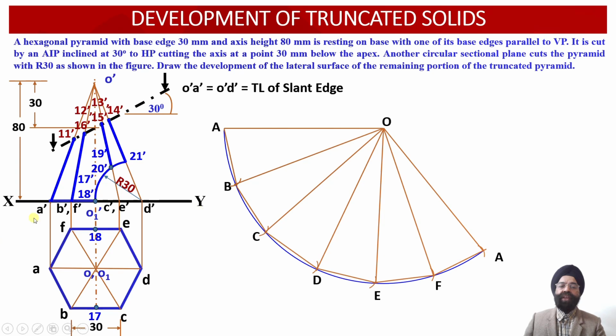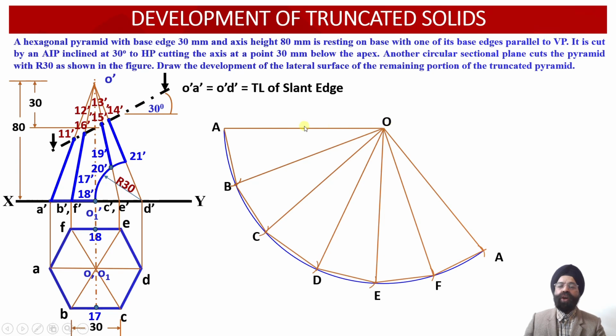So now we know that this hexagonal pyramid has been truncated by 2 cutting planes over here. One cutting plane is the auxiliary inclined plane, inclined at an angle of 30 degrees. The second cutting plane happens to be a circular sectional plane. So let us obtain all of these points of intersection into the development surface view over here.